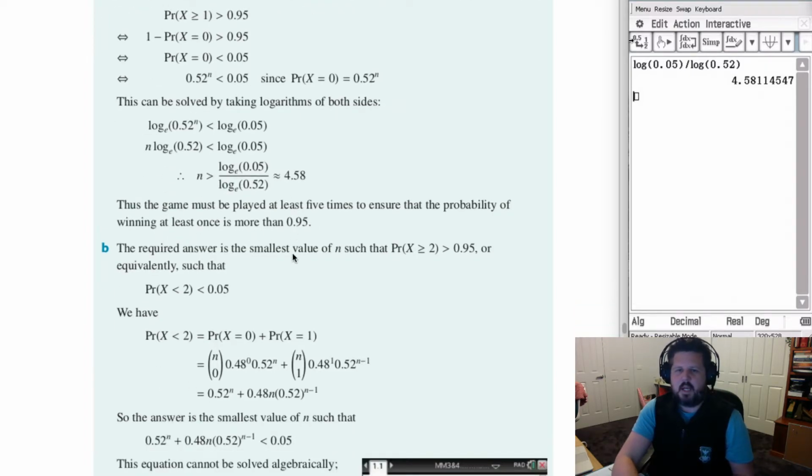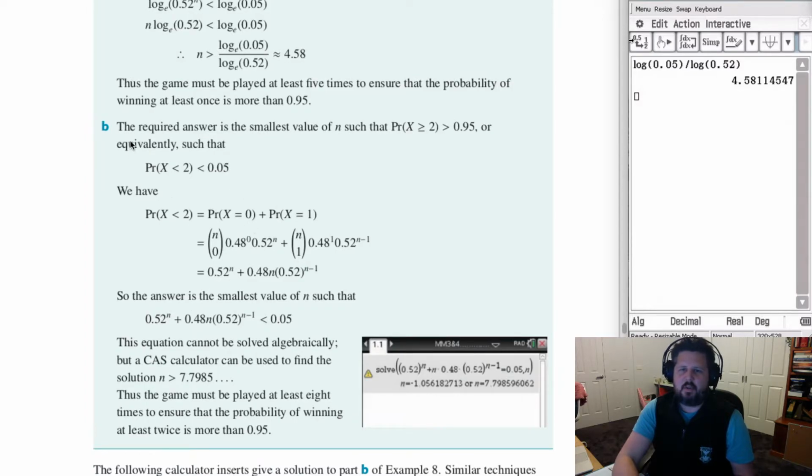Cool. Next one here, it says the required answer, and this was for to ensure a probability of winning at least twice is more than 0.95.